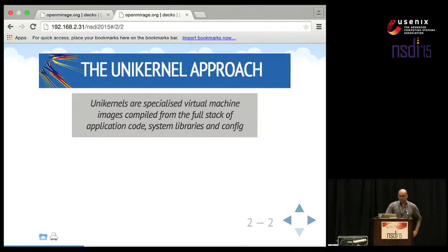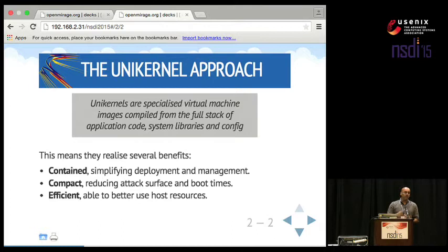And to do this, we're adopting something called Unikernels. So instead of deploying large heavyweight operating systems onto embedded devices, we're building specialized virtual machine images that are compiled from the full stack of application code. And the idea behind these, which has been presented before at several conferences, is that they're single system image virtual machines that only do one task. They boot, they act as a web server or a DNS server or some other protocol server, and they're contained, they're compact, and they're efficient. So the intention is very much to simplify the deployment and management, sacrifice dynamic configuration, and just have this specialized appliance just doing one thing and doing it as best as it can.